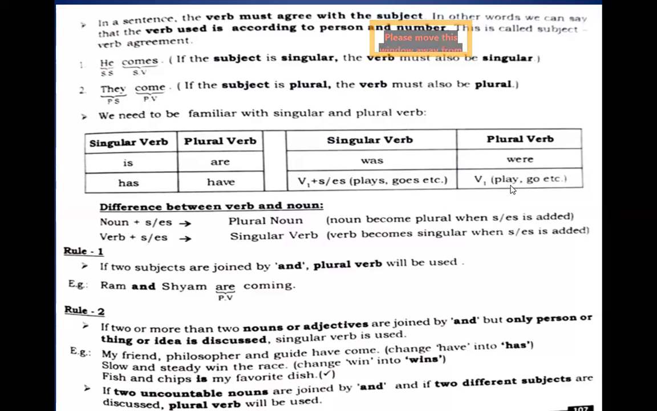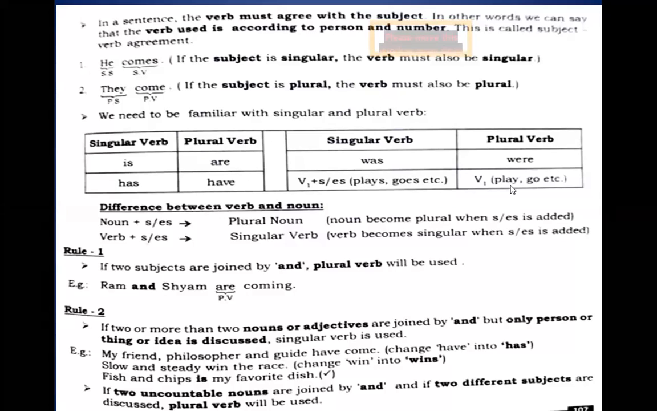Sometimes see what happens, we just miss recognizing the subject, and because of that we make mistakes in the sentence, or we are unable to detect the error in the sentence and lose our marks. So see the first example, he comes. He is referring to a singular subject and the verb is also singular. Now you need to see it is not that easy as it is given. If the subject is singular, the verb must also be singular, right?